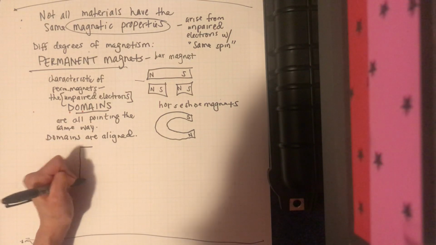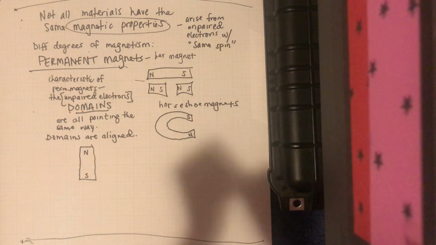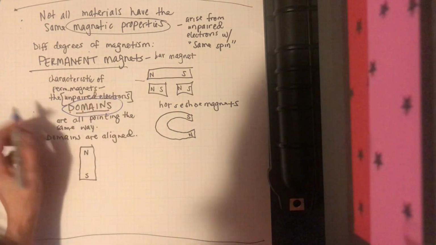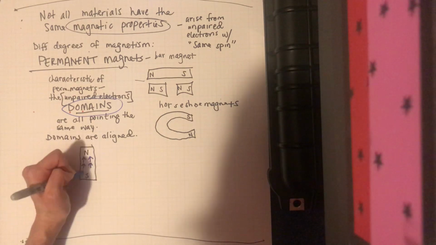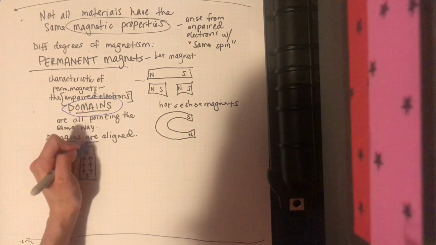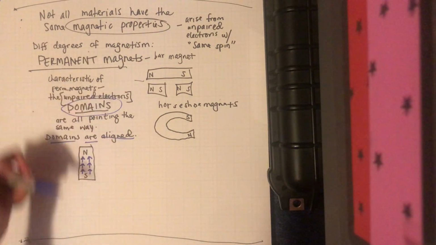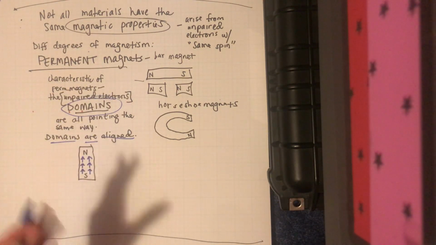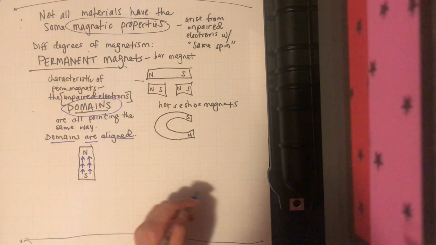So if we had a little bar magnet here, let's say it has a north pole and a south pole, inside of that bar magnet there are unpaired electrons with parallel spins, which we're going to refer to as domains, and all of those domains have the same orientation. So the domains are aligned. These unpaired electrons have parallel spins, the same directionality, and this is characteristic of a permanent magnet.